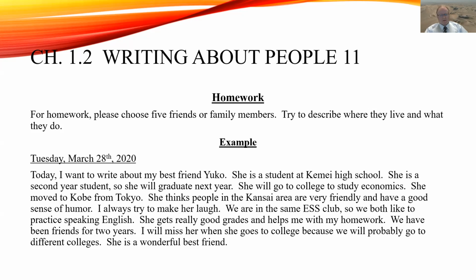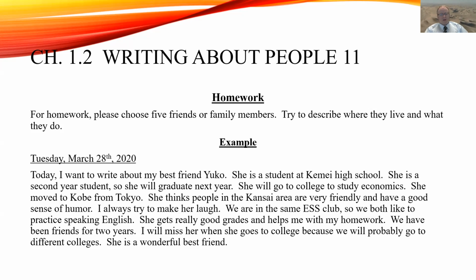She is a student at Kame High School. She's a second-year student, so she will graduate next year. She will go to college to study economics. She moved to Kobe from Tokyo. She thinks people in the Kansai area are very friendly and have a good sense of humor. I always try to make her laugh. We are in the same ESS club, so we both like to practice speaking English.